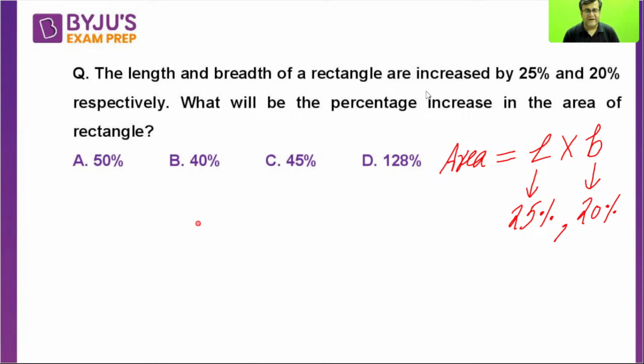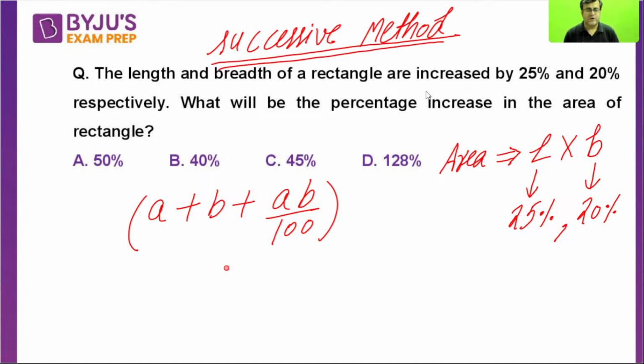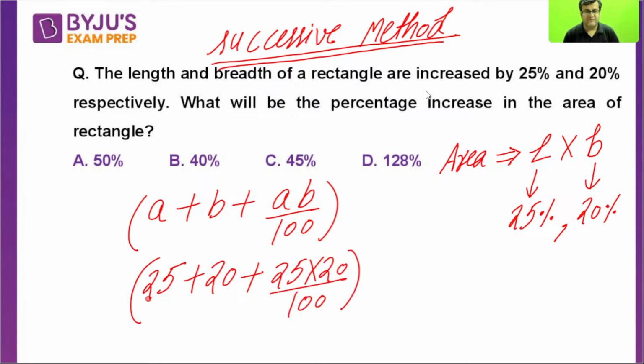Now area is depending upon two terms. Whenever this is the case, you will have to use a plus b plus ab by 100. Use the successive method. When one term is depending upon two terms, you can directly use the successive method to solve this type of questions. So a plus b plus ab by 100. Length increase 25%, breadth increase 20%. Plus 25 into 20 by 100 will give you 25 plus 20, 45 plus 5, total 50% increase. A is right.